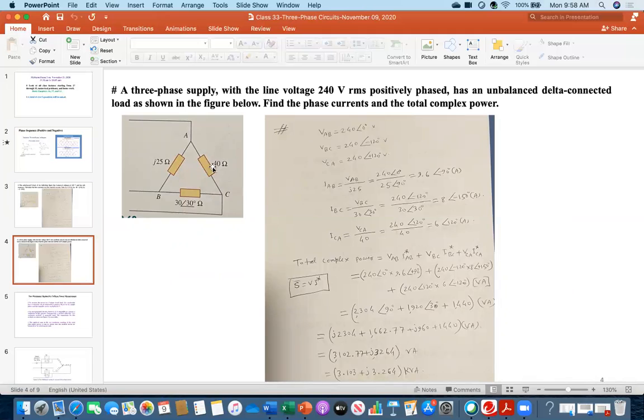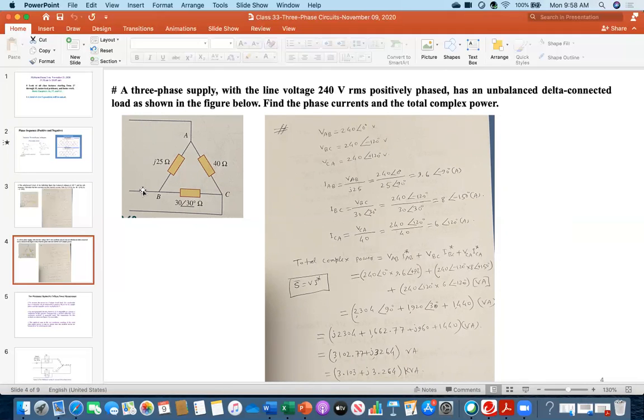This is the delta-connected load, but the load is unbalanced. Can you see here 40, here 30, here say 25. Consequently, all currents will be different. So then find the phase currents and total complex power. For this case, what are the phase currents and what is the total complex power? But the line voltage is given.